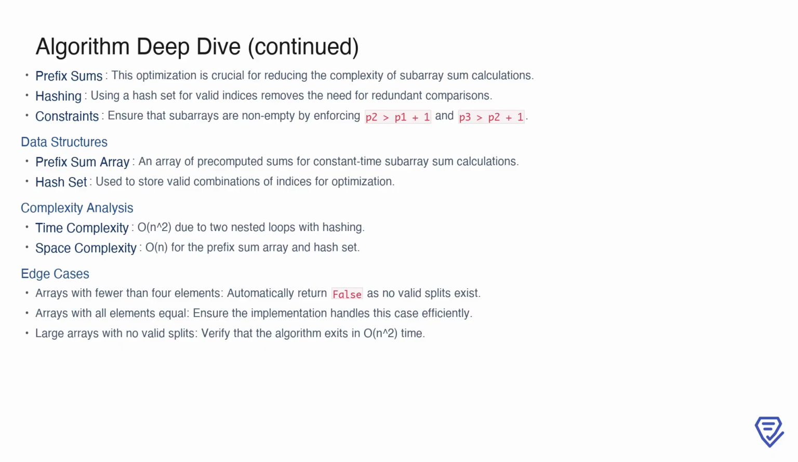When implementing the solution, we need to account for edge cases. For example, arrays with fewer than 4 elements cannot be split into 4 subarrays, so we return false immediately in such cases. Arrays with all elements equal require careful handling to avoid unnecessary computations. Finally, for large arrays with no valid splits, the algorithm must terminate efficiently within O(n) squared time. These considerations ensure our solution is both correct and performant.